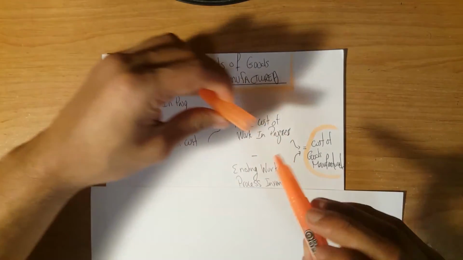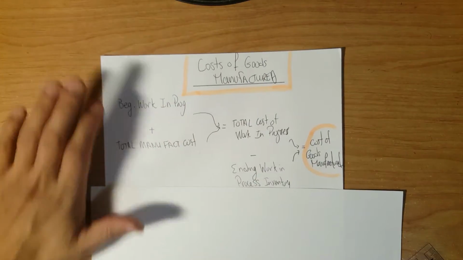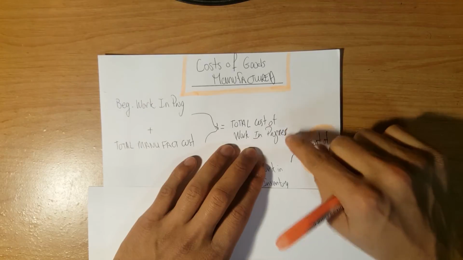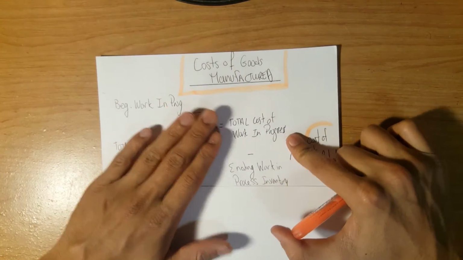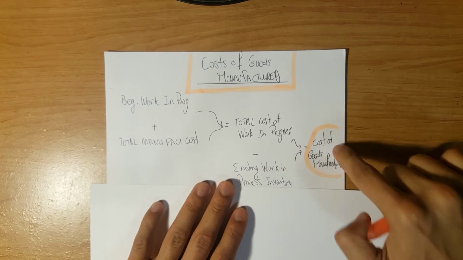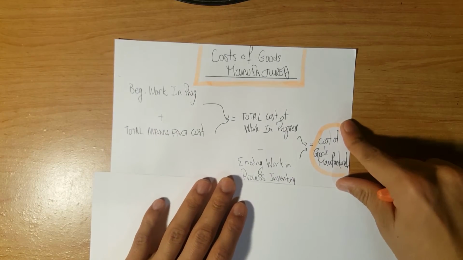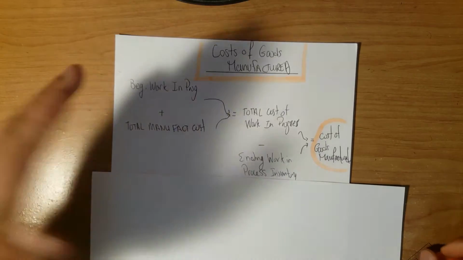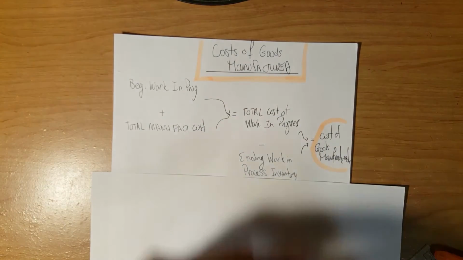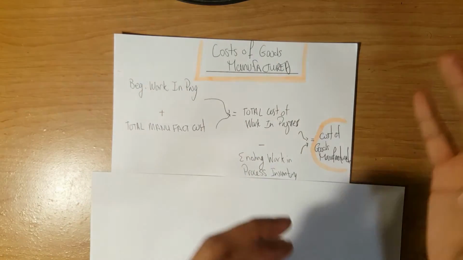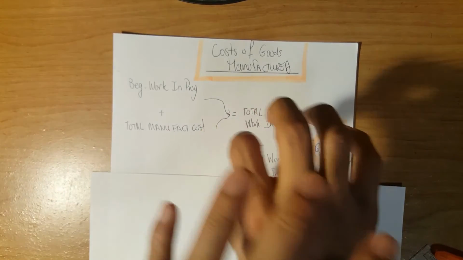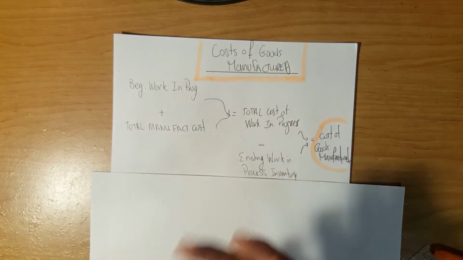All of this, so the beginning work in progress plus the total manufacturing cost will result in the total cost of the work in progress, subtracted by the ending work in progress inventory, which will give you the cost of goods manufactured. In other words, what you have at first, plus all of the costs that you incurred in the work in progress in order to get to the final good, minus the final good, which will give you the cost of goods manufactured.